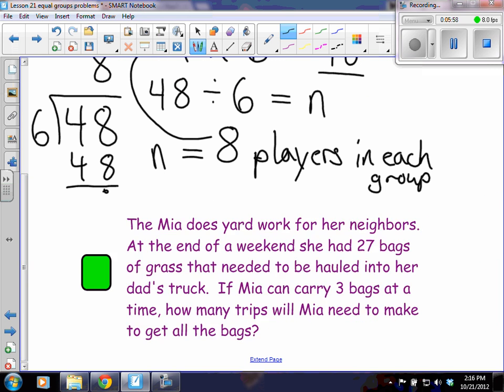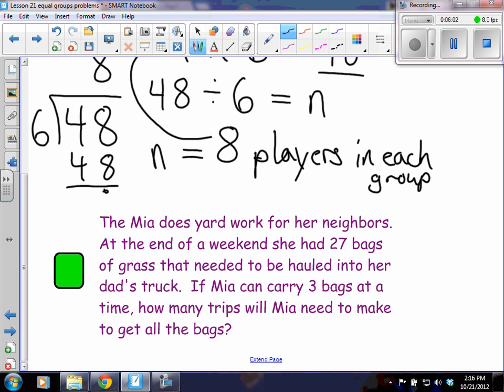And I'll leave you with one more sample problem, and you can work on that to check your understanding of this new formula. That is it for lesson 21.